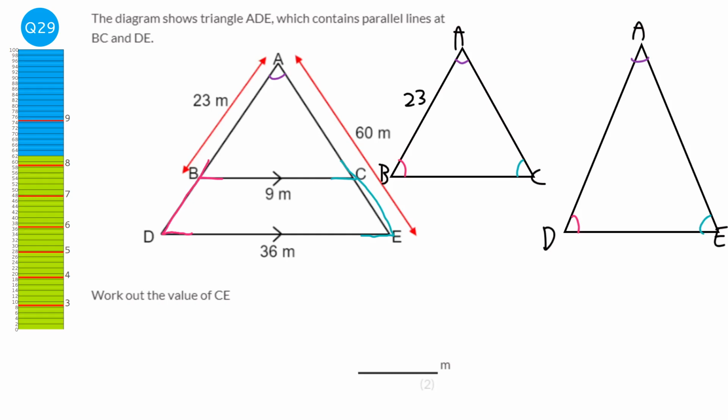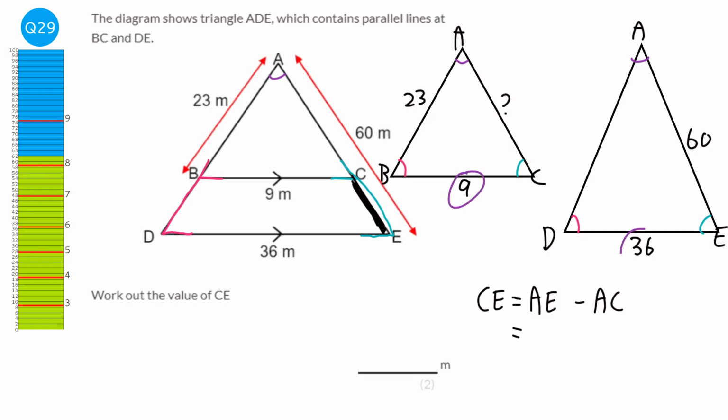I'm just going to put on the lengths that we've got. Now we're looking for quite a complicated one. We're looking for the length CE, which is this one here. Now I can't actually label that onto my two triangles, but what I do know is that CE is equal to AE minus AC. Now we know what AE is, which is 60. So we just need to find out what AC is, this one here. And when we find out what AC is, we can just take them away to work out what the CE is. So we need two corresponding lengths that we know both of them.